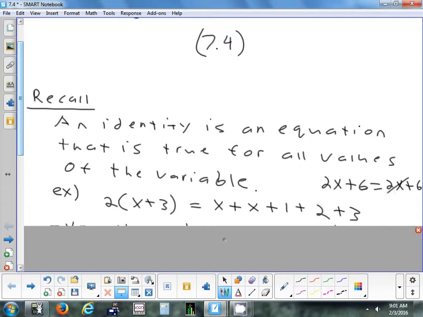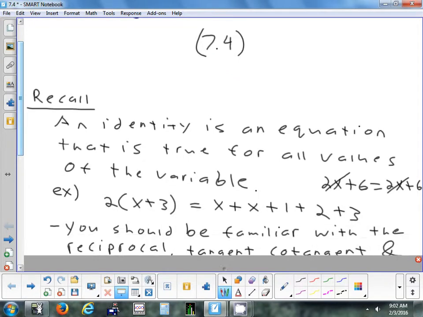Then you could subtract 2x from each side, and now the x's are gone, and you get 6 equals 6. Well, that's an identity. What that means is you can pick any value for x, positive, negative, fraction, decimal, doesn't matter, and it will always make this equation true. You can't find a number that would make this false. It's always true. So we're going to look at things like this, except they're going to have trig in them. They're not going to be algebraic identities, they're going to be trig identities that are always true.